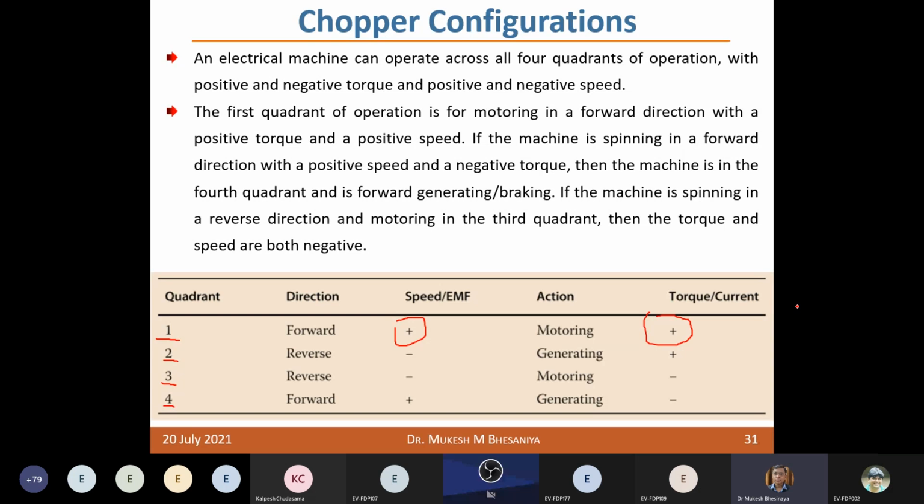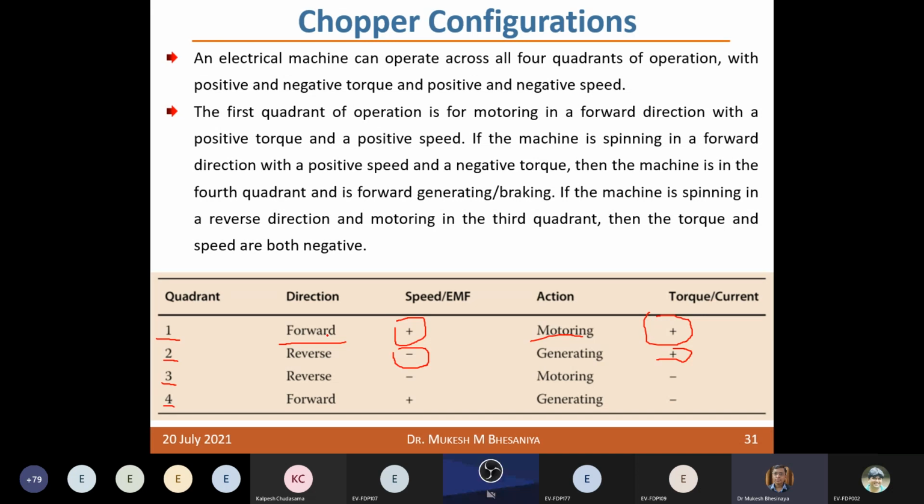Okay, so you are taking the power from the battery. This is known as forward motoring. The second, when you reverse the speed, if the direction of the motor is reversed and the torque is positive, this is known as reverse generating. This is a generating action, so the power will be supplied back to the source. Your machine will act as a generator and feed the power back to the source.